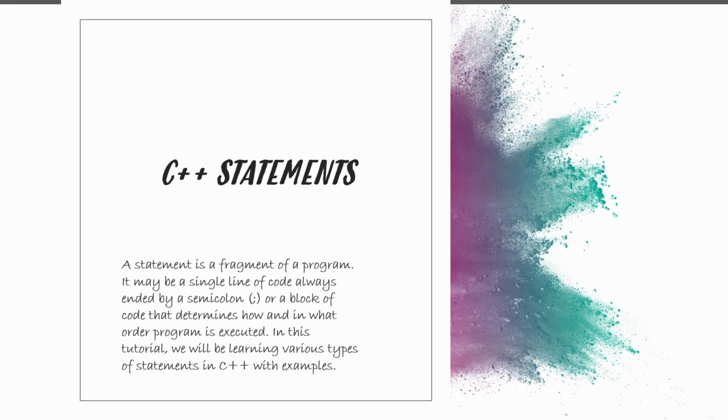So, first point, a statement is a piece of a program. It may be a single line of code or a block of code. And the function of the statement is that it determines how and in which direction the program is executed. Alright, hope you got this. So we're going to discuss the various types of statements in detail.